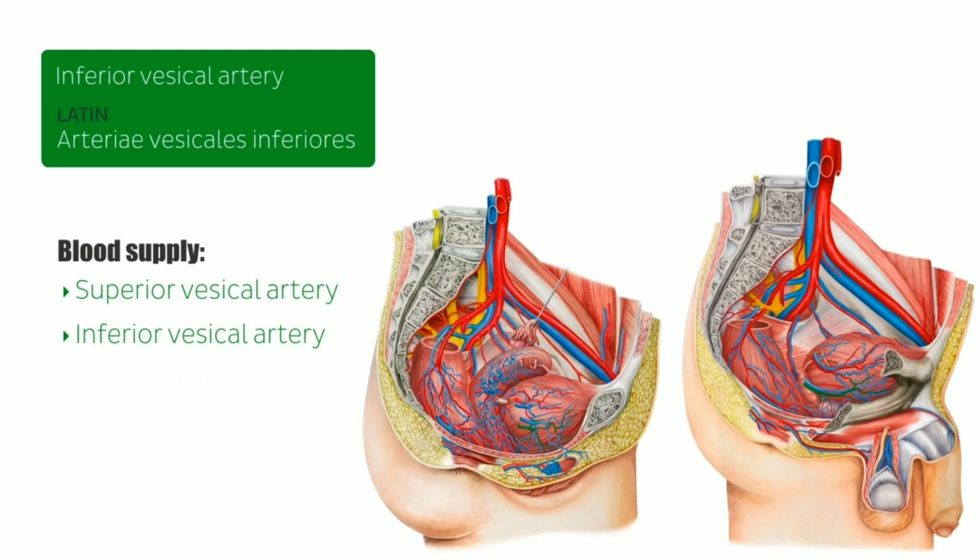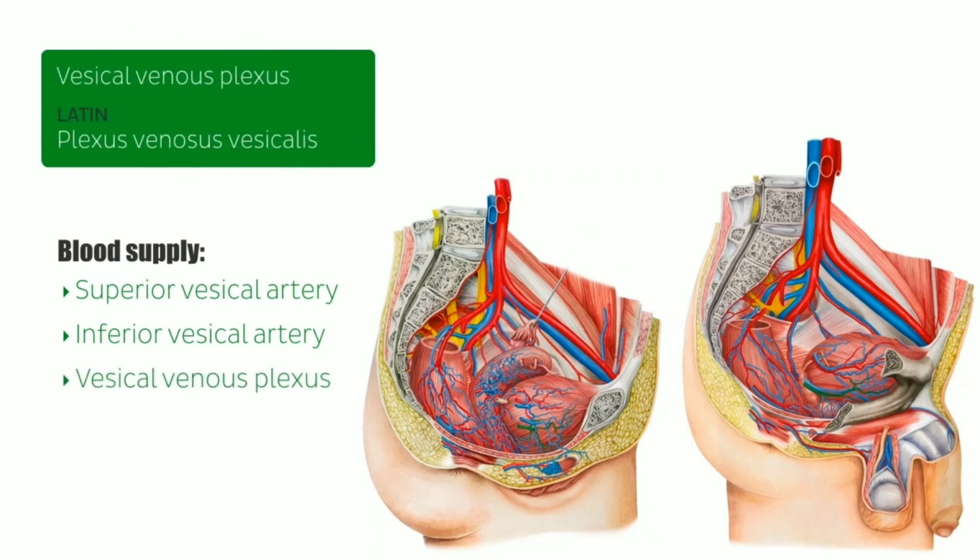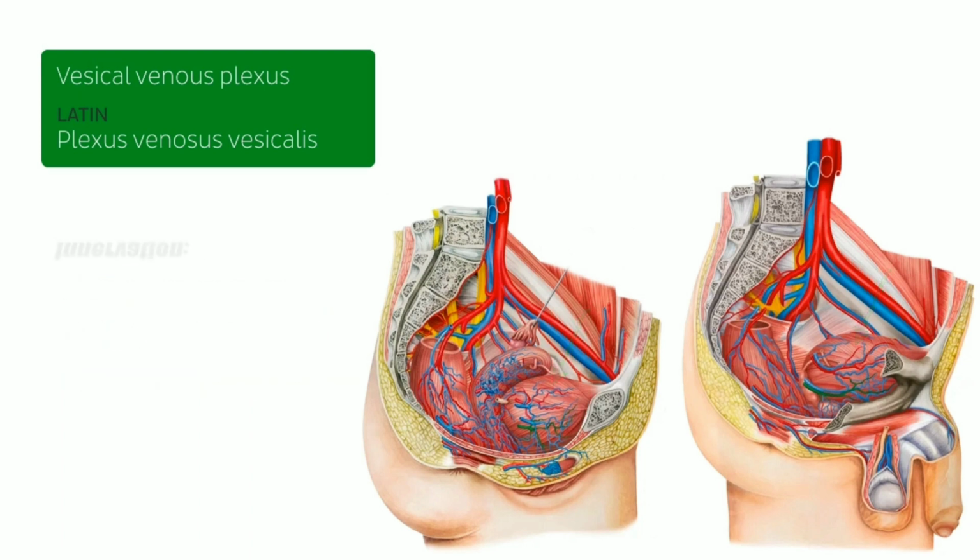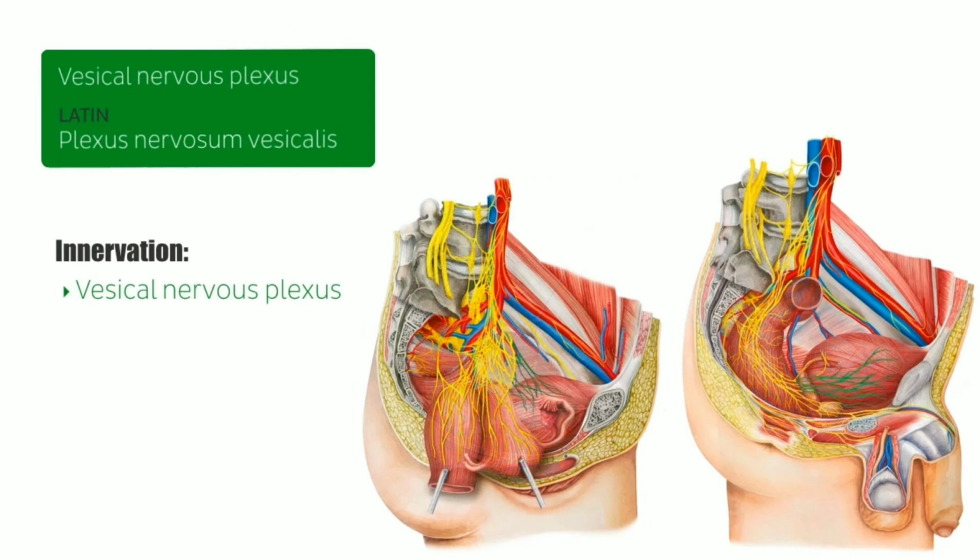Venous blood from the bladder is drained via the vesical venous plexus to the internal iliac veins, and the veins covering the bladder, which are shown in blue in both images, are part of the vesical venous plexus. Innervation of the urinary bladder is provided by the vesical nervous plexus, highlighted in green in both images.